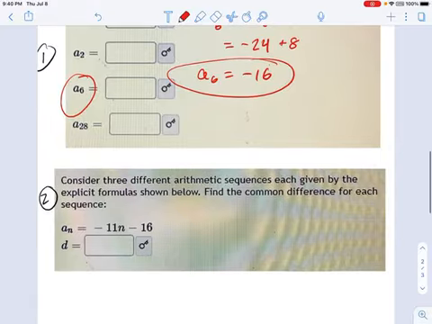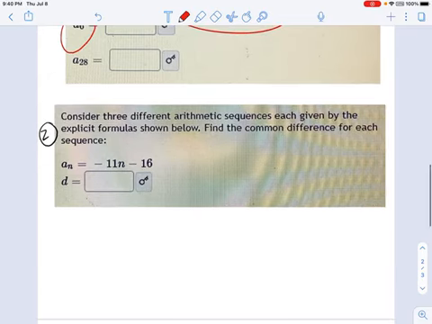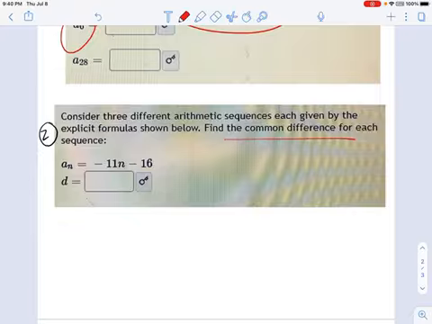Now, this next example says, consider 3 arithmetic sequences, each given by the explicit formulas shown below. And I just chopped off the rest. So this is the first one. Find the common difference for each sequence. So let's look at this one. A sub n equals negative 11n minus 16, and it wants to know what's the common difference.